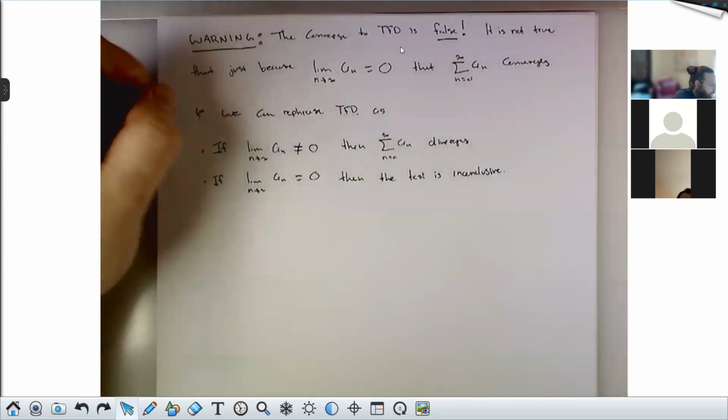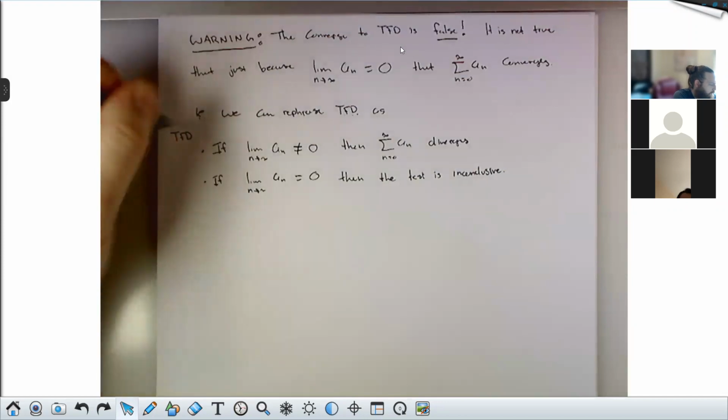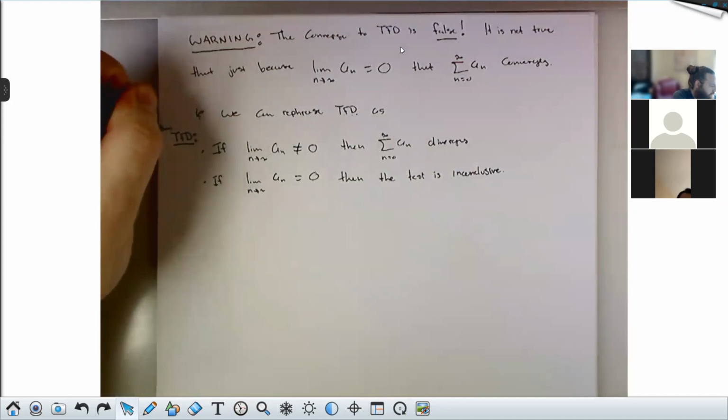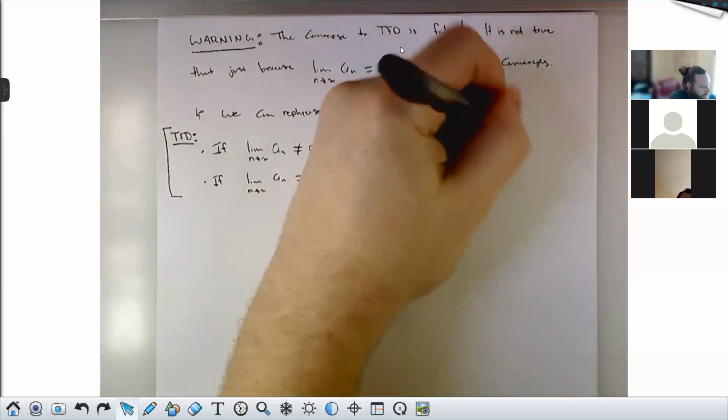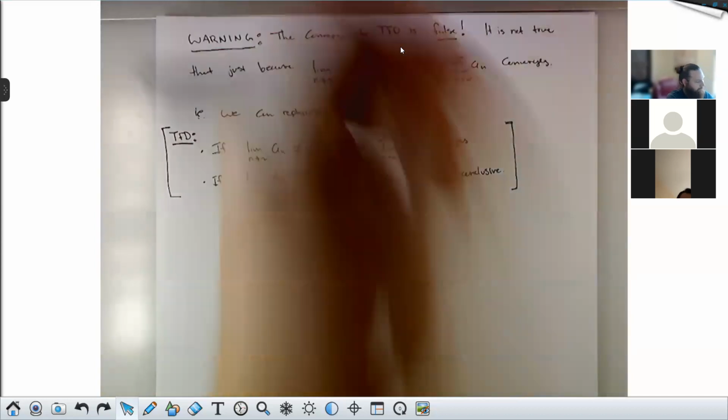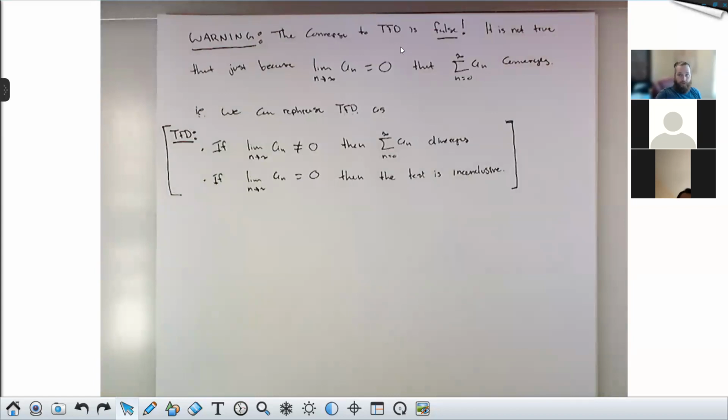And this is how I would encourage you to think of TFD, this theorem here. This will avoid a common pitfall. And I have no problem telling you this: one of the true-false questions on your next test is going to be, true or false, if the limit as n goes to infinity of a_n equals 0, then the series sigma a_n converges. And the answer to that question is false. There are many, many series where the limit of a_n is 0, but the series sigma a_n diverges. And I'll show you such an example today.